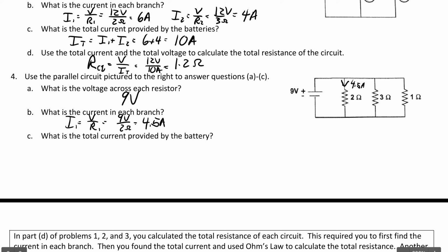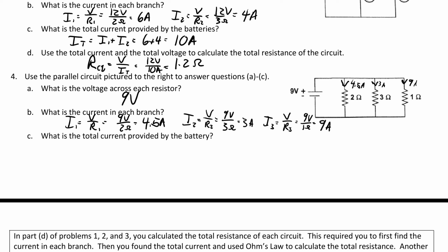And then we got the second one, 9 volts divided by 3 ohms. So that's equal to 3 amps in this branch. And then the last one, 9 volts divided by 1 ohm is going to give you 9 amps in this. There's a lot of current here because there's not that much resistance and the same voltage is pushing it through. All right, 9 volts pushing through 1 ohm.